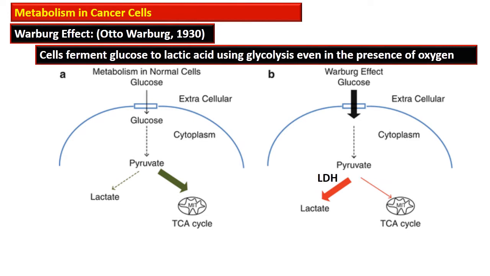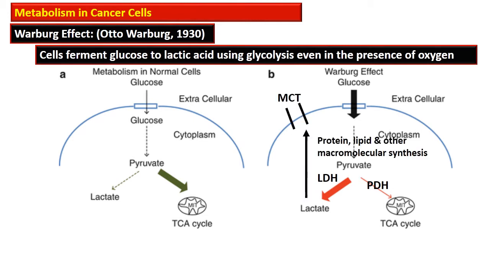Then this pyruvate is converted into lactate by the lactate dehydrogenase, while the pyruvate is converted into the acetyl CoA by pyruvate dehydrogenase. The monocarboxylate channels are also formed, and these are responsible for the export and import of the lactate. The lactate can come from the neighboring tumor cells into the cell, and it can go from this cell to the other cells to help in the proliferative activity.